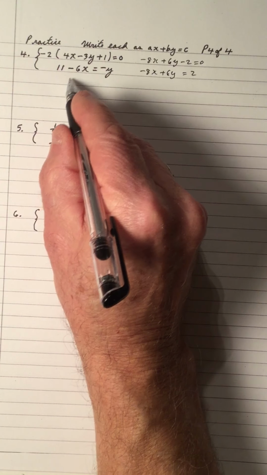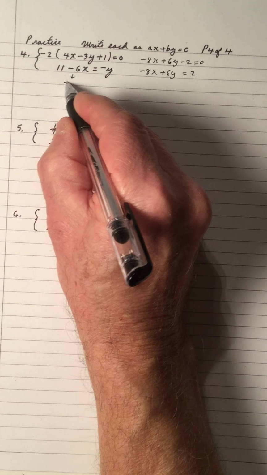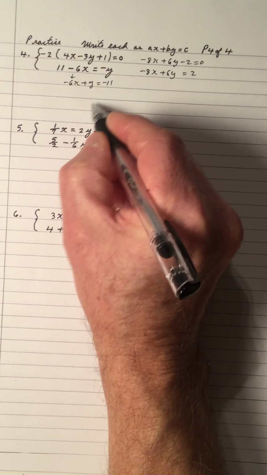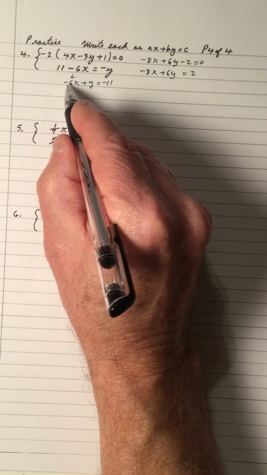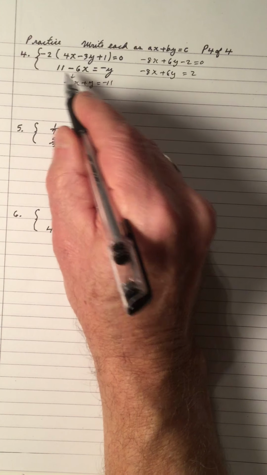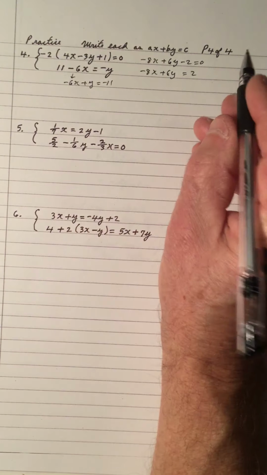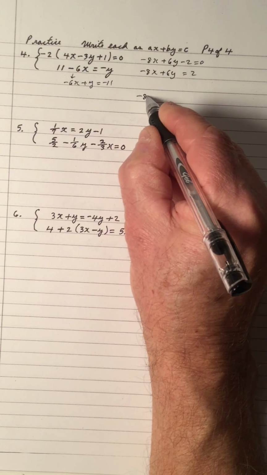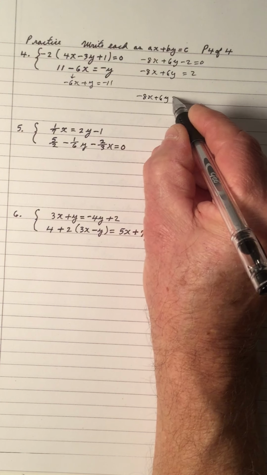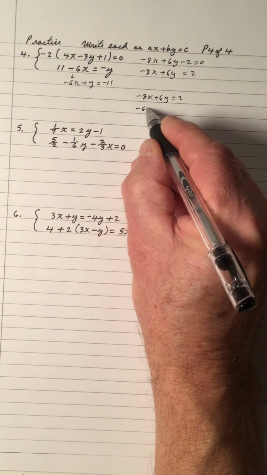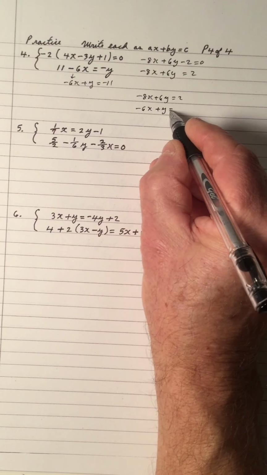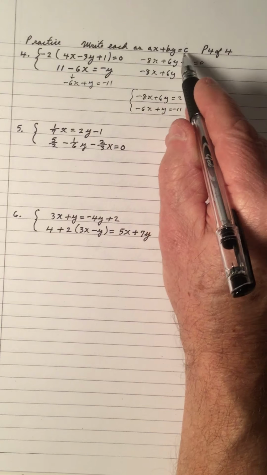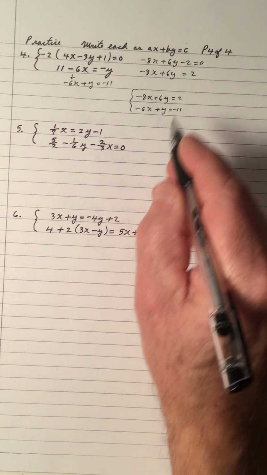And with this equation here, I'll write it down below right here. Negative 6x plus y equals negative 11. So the 6 is okay, the y moves to the left to become plus, and the 11 moves to the right to become negative. So we have the equations negative 8x plus 6y equals 2, negative 6x plus y equals negative 11. So there I've changed them to the ax plus by equals c form.